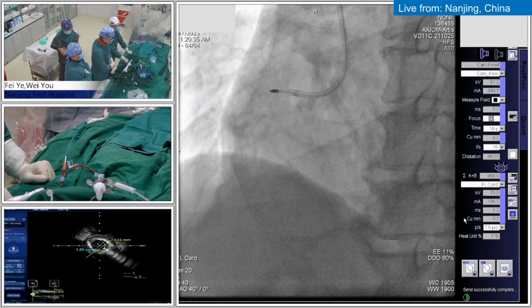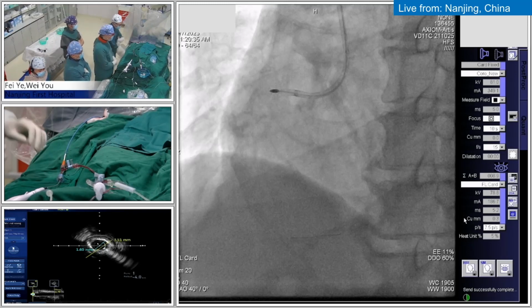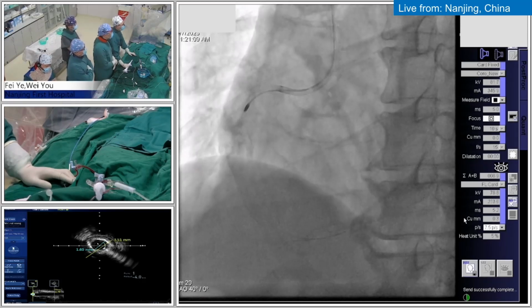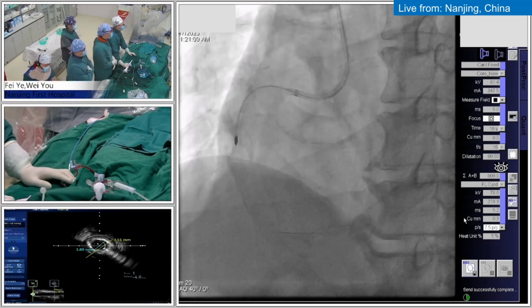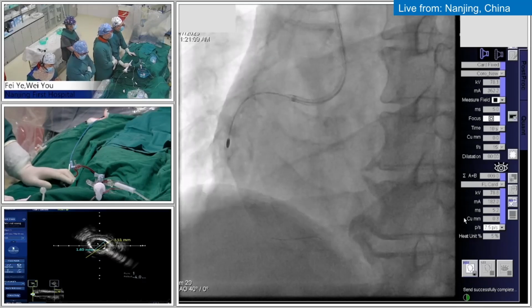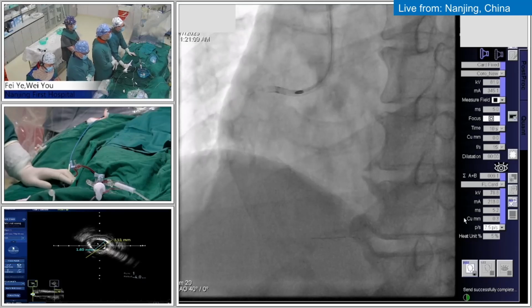Just because before the procedure we checked the ACT over 300, that's enough safety for the rotor procedure. Okay. So Dr. Pan, you ready? Ready? Okay. The sixth round. 160,000. 5 seconds. 10 seconds. Pass through. Okay.